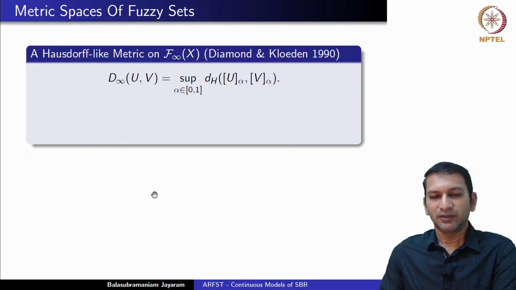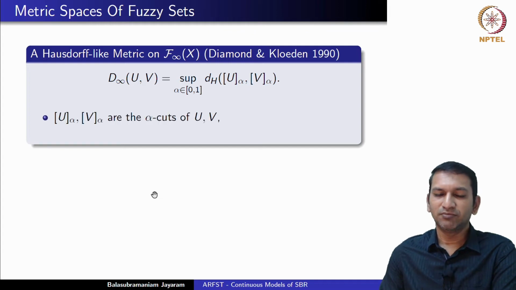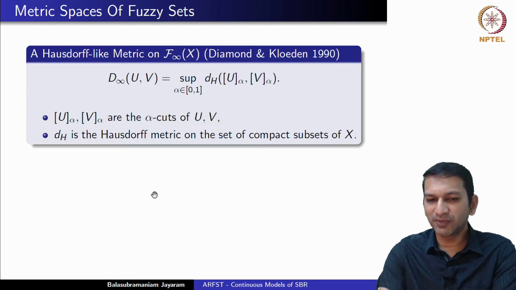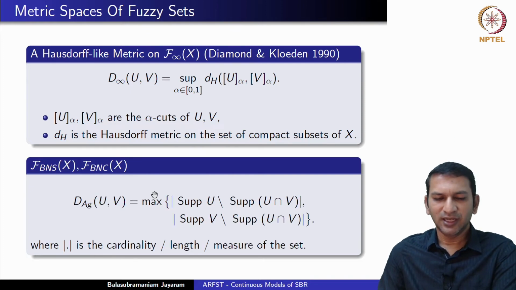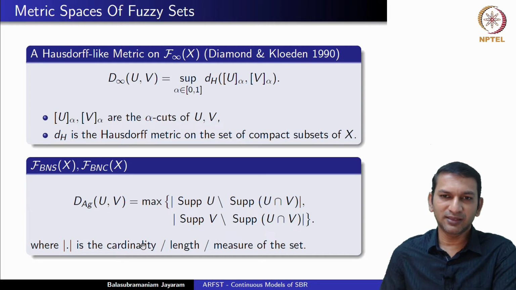Now, on the space of unbounded fuzzy sets, we could define such a metric where this u alpha and v alpha are the alpha cuts of u and v, and dH is the Hausdorff metric, the usual Hausdorff metric on the set of compact subsets of x. If we consider bounded normal, symmetric or continuous fuzzy sets on x, we could also define such a metric where by this mod operation it could denote either the cardinality in case it is finite, or the length if it's an interval, or the measure of the set.